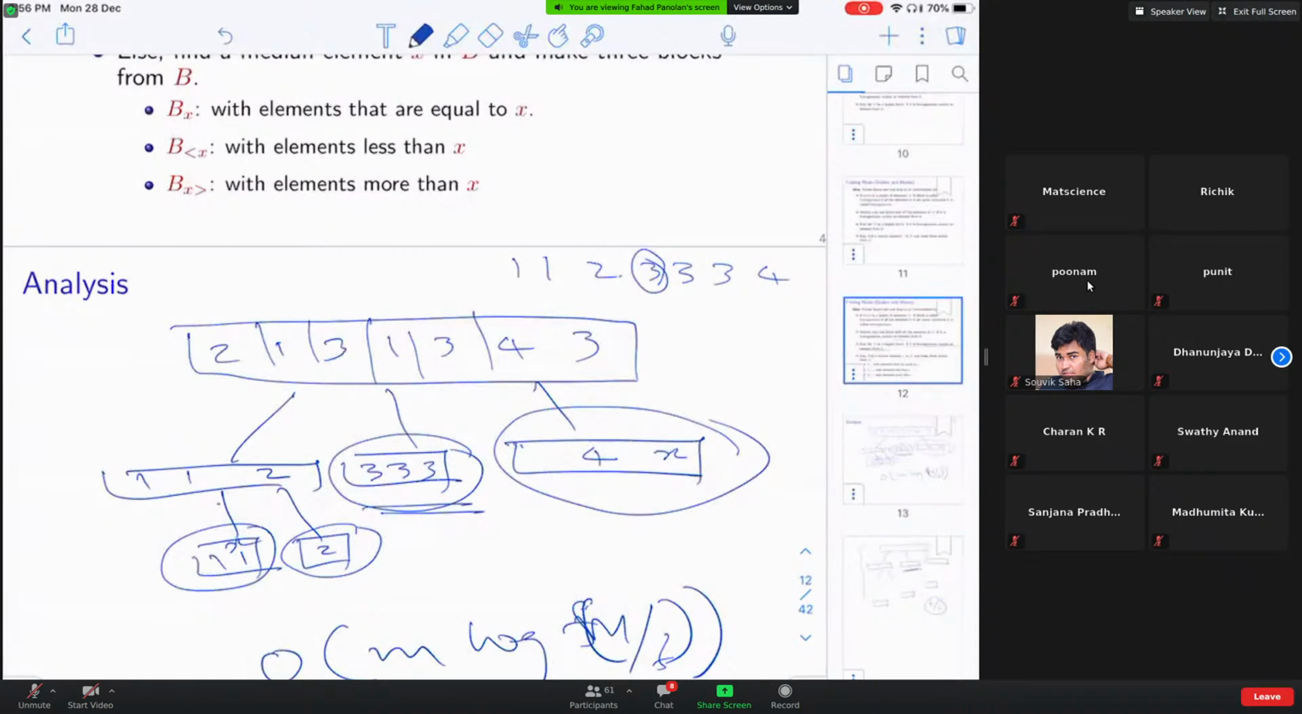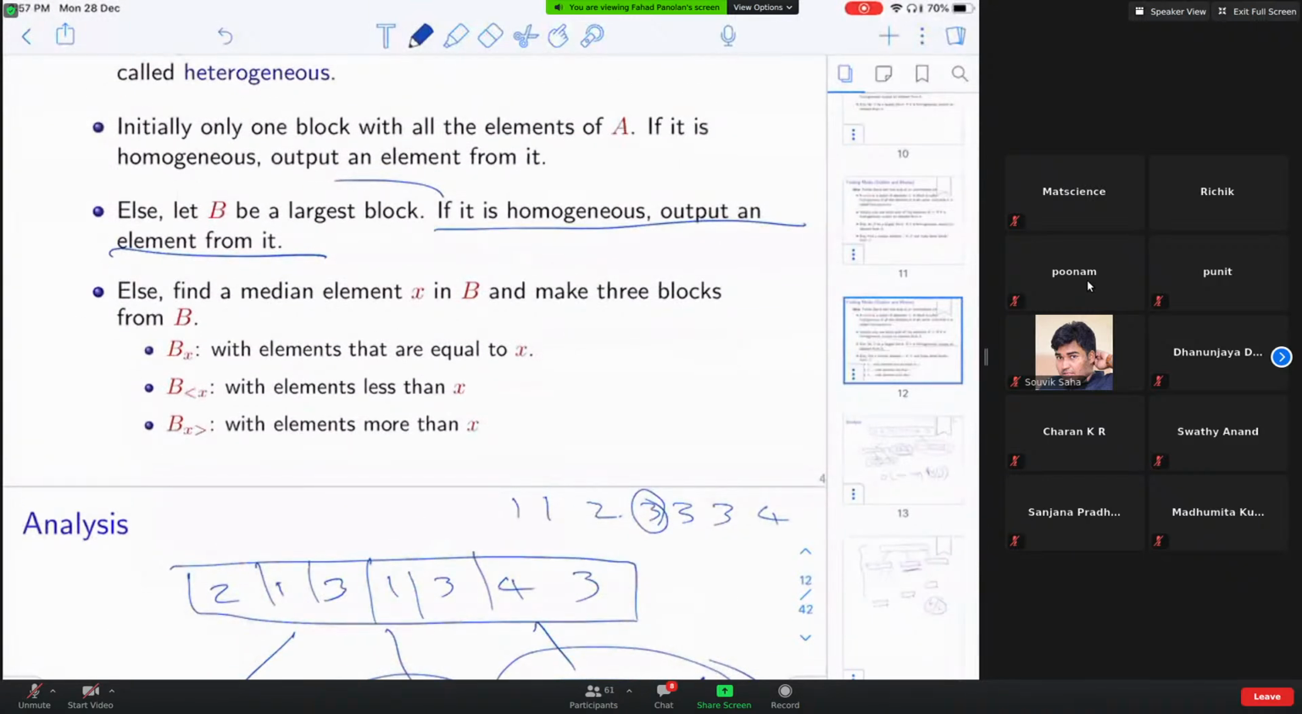What is the question? What if all the elements are the same? Yeah, what if all the elements are the same? A contains all the elements, and they are the same. A is the largest block, and you check whether it is homogeneous. Homogeneous means all the elements are the same. Output that element and stop. Output means output and stop, nothing more.